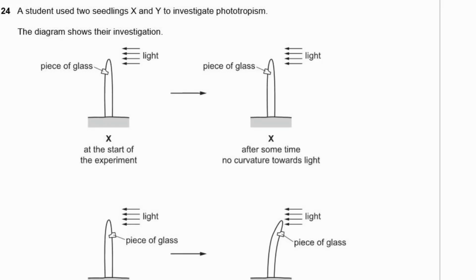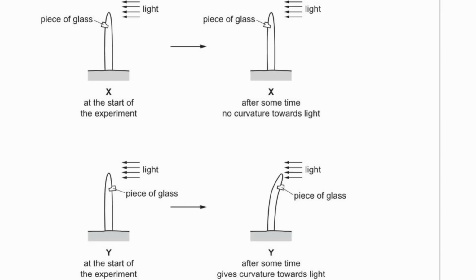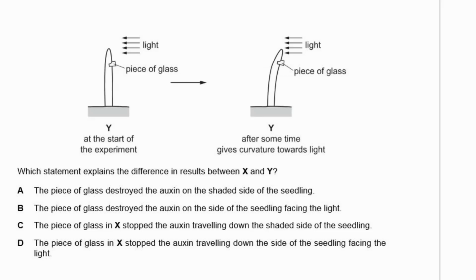Question 24. A student used two seedlings, X and Y, to investigate phototropism. The diagram shows their investigation. So we have a piece of glass for experiment X put into the side away from the light, and after some time, nothing happens. The plant does not move towards the light, as you'd expect with phototropism. And in experiment Y, the piece of glass is placed on the side that is closest to the light, and after some time, the plant bends towards the light, as you'd expect. Okay, why does this happen? Which statement explains the differences in the results between X and Y?